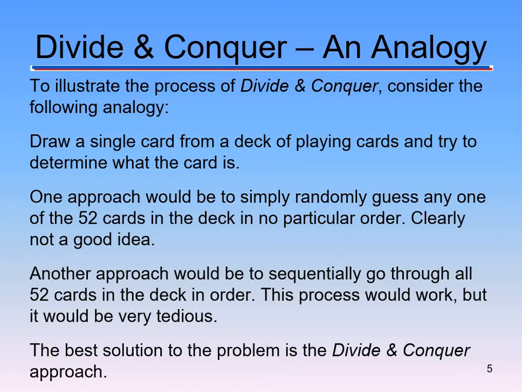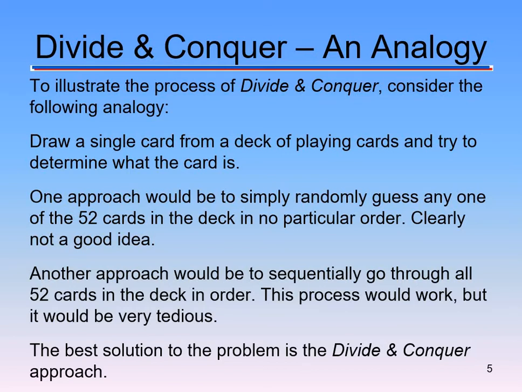Okay, so we'll talk about a little bit of an analogy here for the divide and conquer. So if we take a look at this example here, it says draw a single card from a deck of playing cards and try to determine what the card is. All right, so we're just kind of guessing, right? We're going to pull off the stack or the deck and see what happens. So an approach would be to simply randomly guess one of the 52 cards in the deck, no particular order. Not a good idea, right? But if we took another approach that goes through sequentially, it would work, but it would be very tedious.